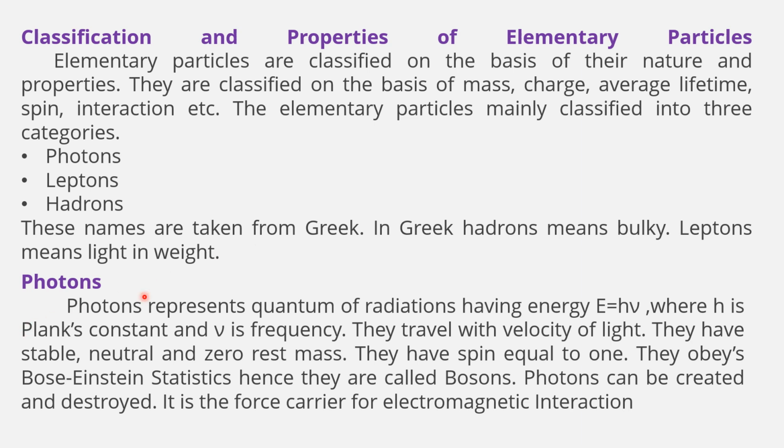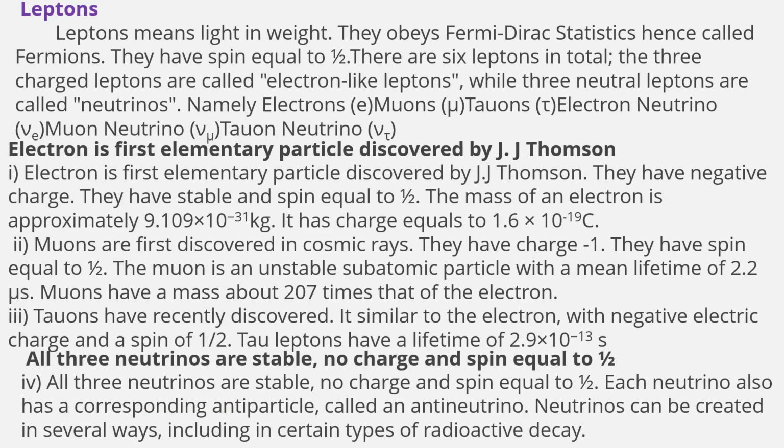Photons represent quanta of radiation having energy E = h nu, where h is Planck's constant and nu is frequency. And they travel with the velocity of light. They are stable, neutral, and have zero rest mass. They have spin equal to 1 and they obey Bose-Einstein statistics. Hence, they are called bosons. Photons can be created and destroyed. It is the force carrier for electromagnetic interaction.